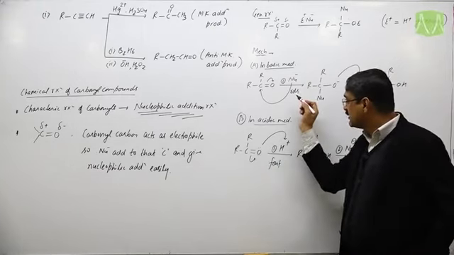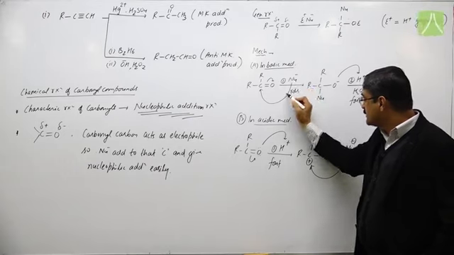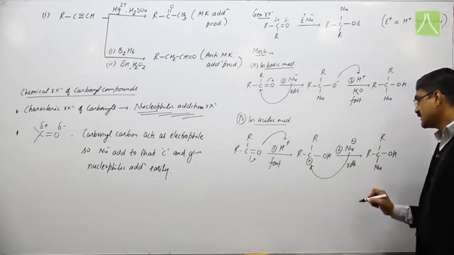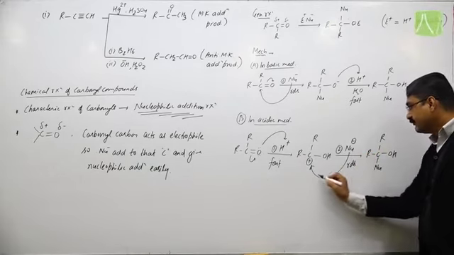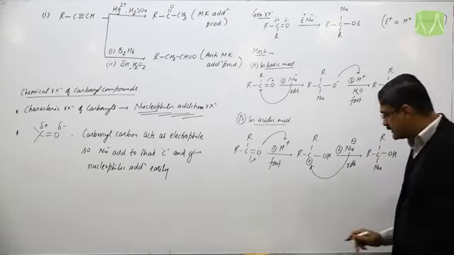In both the mechanisms, one thing is common. In the basic medium, first step is RDS, that is attack of nucleophile. In acidic medium, second step is RDS, that is again attack of nucleophile. So in both the cases, attack of nucleophile is the RDS step.